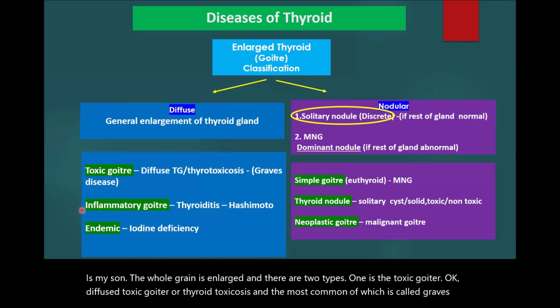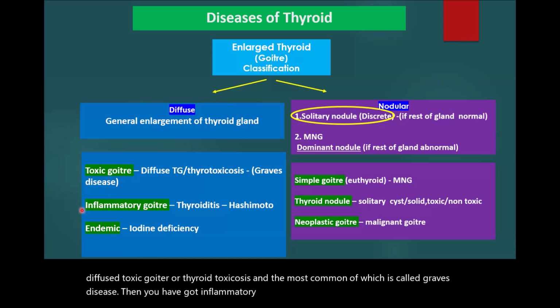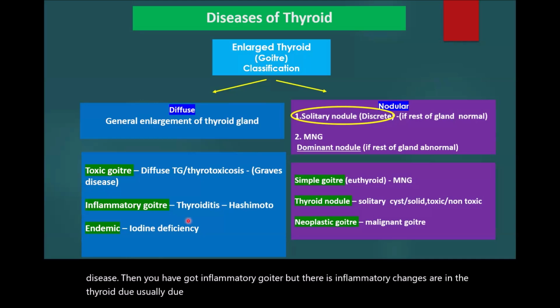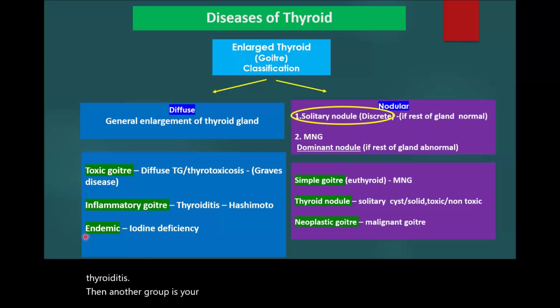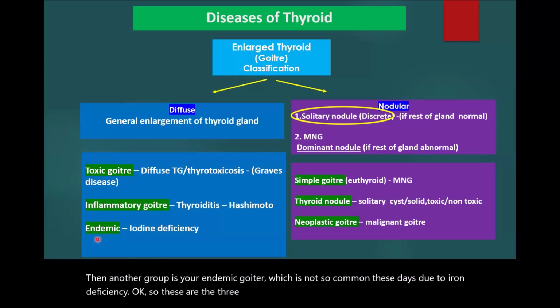Then you've got inflammatory goiter, where there are inflammatory changes in the thyroid, usually due to autoimmune disease, and the most common form of thyroiditis is Hashimoto's thyroiditis. And another group is your endemic goiter, which is not so common these days, due to iodine deficiency. Okay, so these are the 3 types of diffuse goiters which can be presented to you for examination.